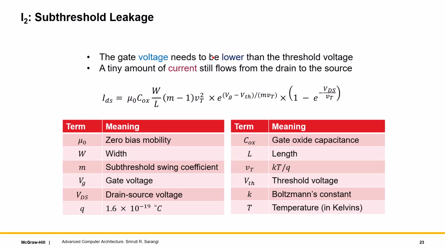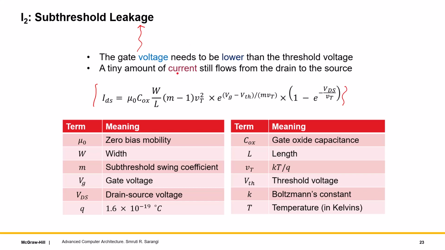Let's look at sub-threshold leakage. This used to be very popular, it still is, and this one has a nice formula which is complicated, but at least there is a good looking formula which starts from here, ends here. Quite scary. So the idea is that the gate voltage needs to be lower than the threshold voltage for this kind of leakage to come in, which means the transistor needs to be in a cutoff state.